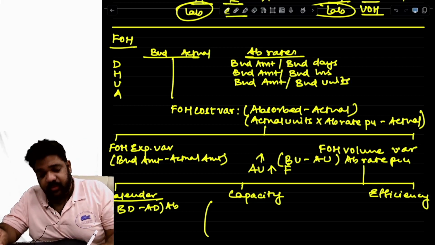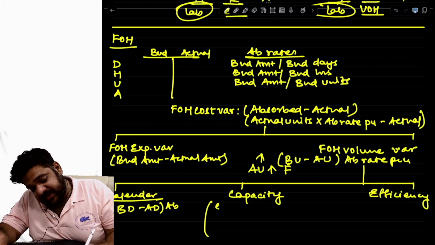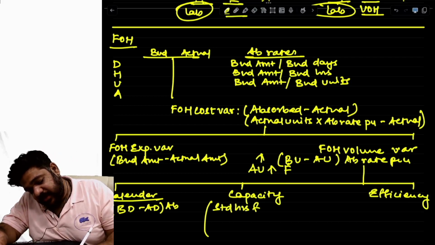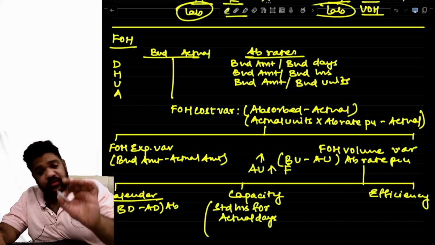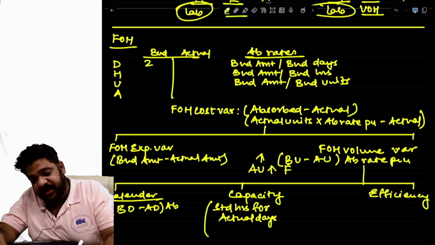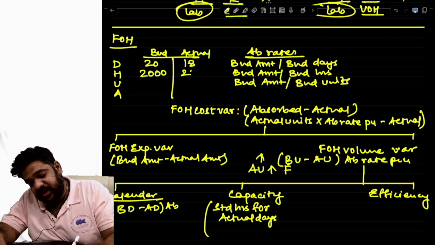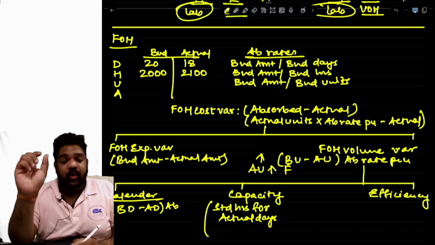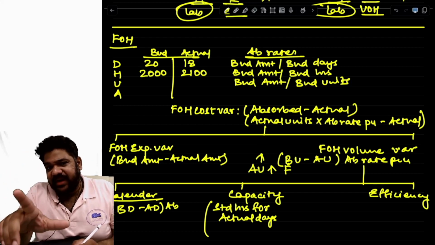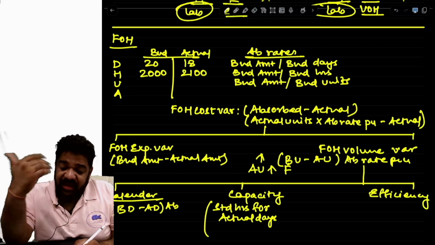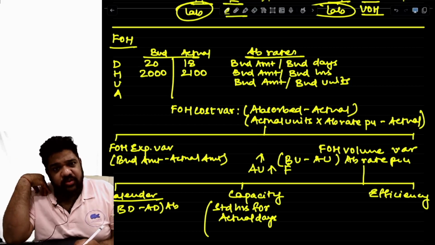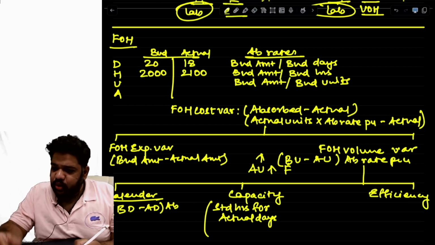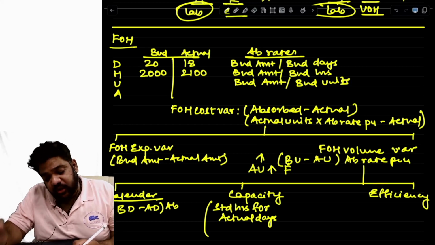So, what do we do under capacity? We write standard hours for actual days. For example, the budgeted days were 20, actual days were 18, budgeted hours were 2000, and actual hours are 2100. Now, you are expected to work 2000 hours in 20 days. But you haven't worked for 20 days. You have worked for only 18 days. So can I expect 2000 hours from you right now? No, because you have worked only for 18 days.